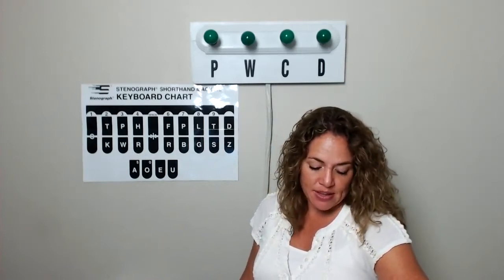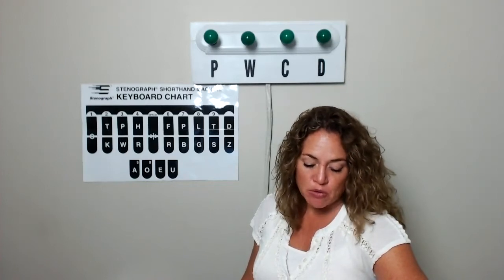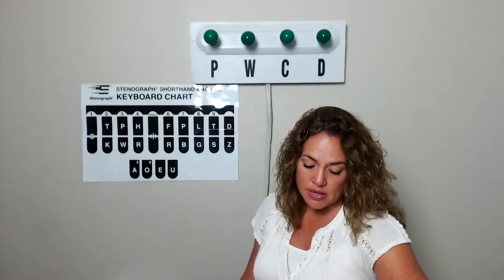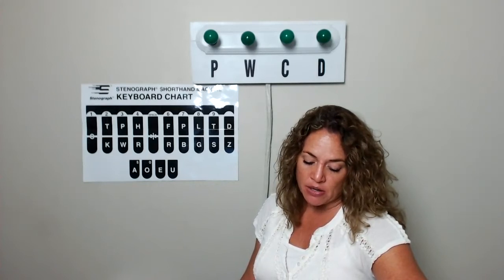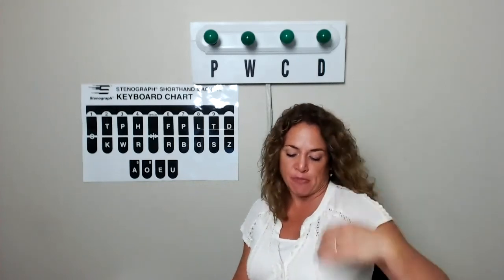Smorgasbord. Line 6, smut, smolt. Smolt is a long O. Smear, S-M-A-E-R. Smooch, S-M-A-O-F-P.